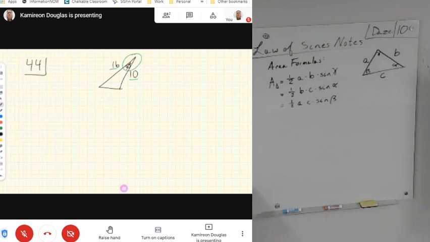So, to find my area, the area of this triangle is equal to 1/2 times my 2 sides, in this case 16 and 10, and then sine of the angle that is between them, in this case 30 degrees.